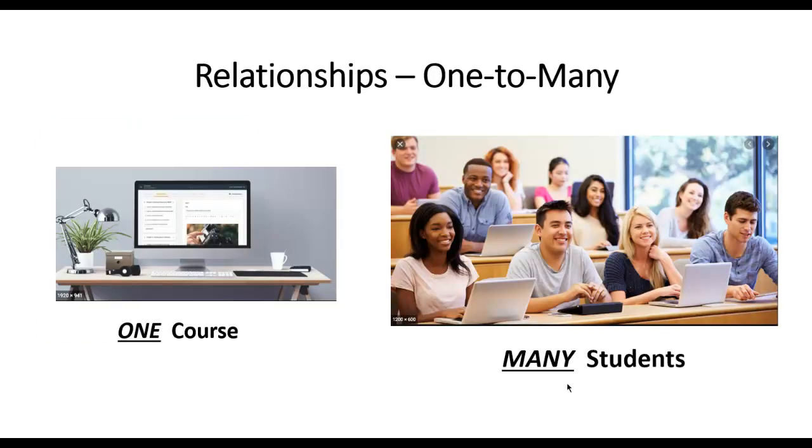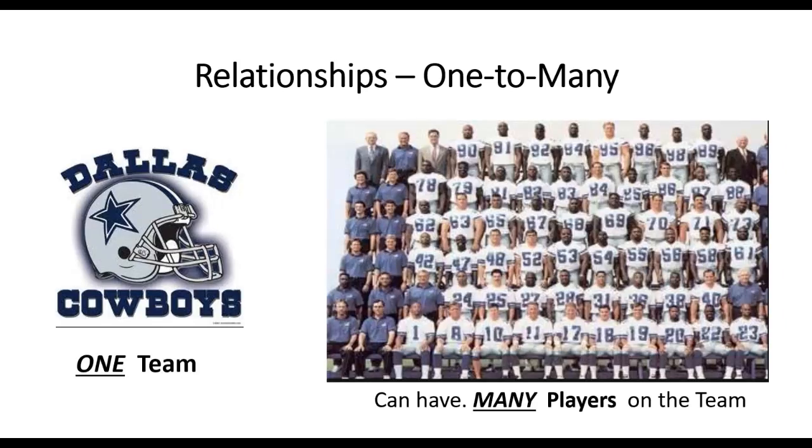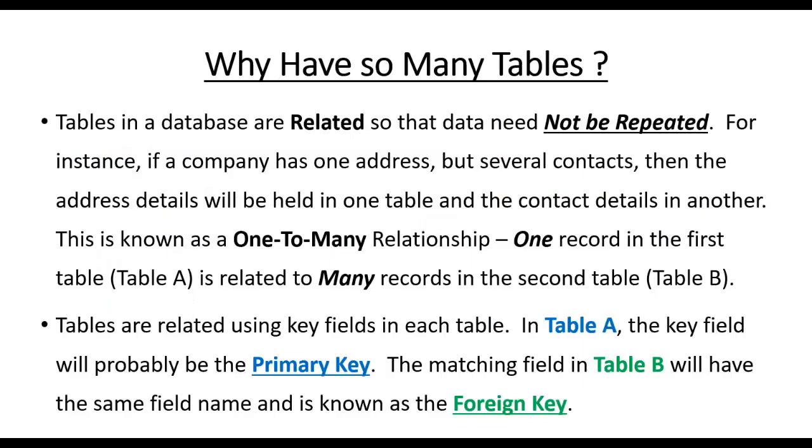One course can have many students in that course. And one team can have many players on that team. The relationship we're talking about is a one-to-many relationship. So why have so many tables?